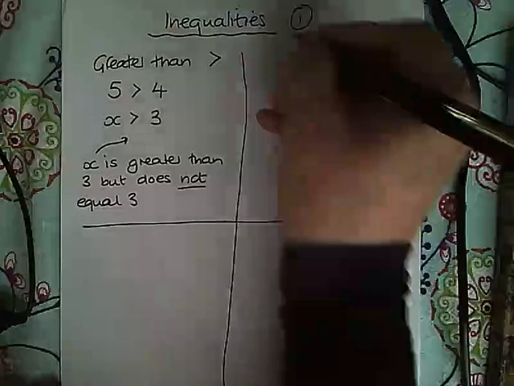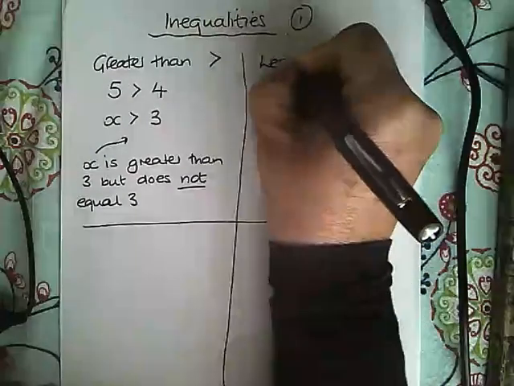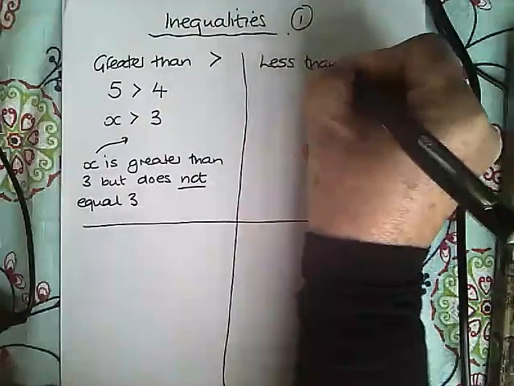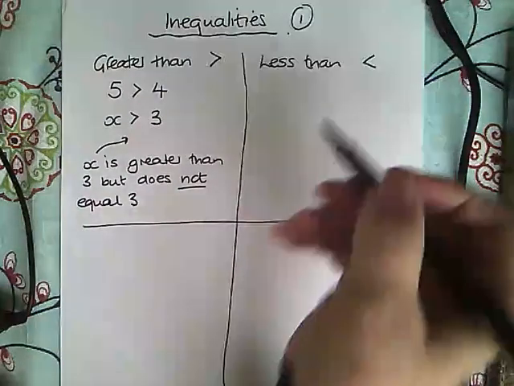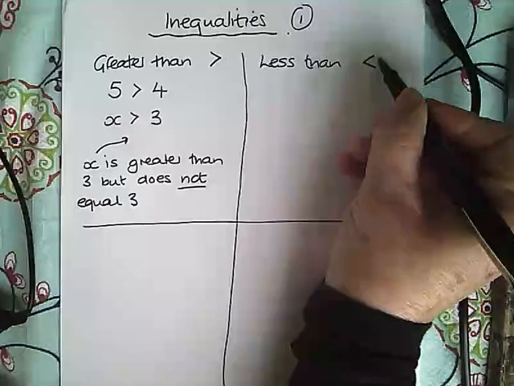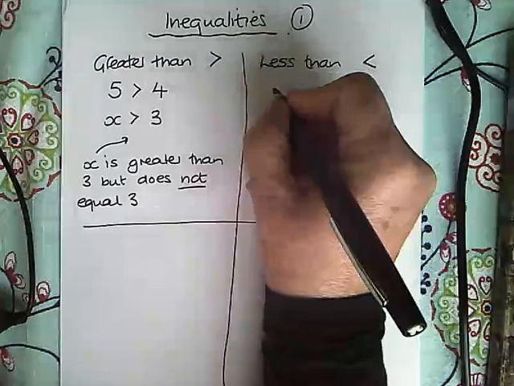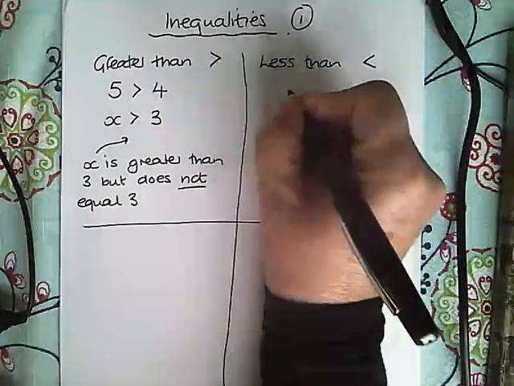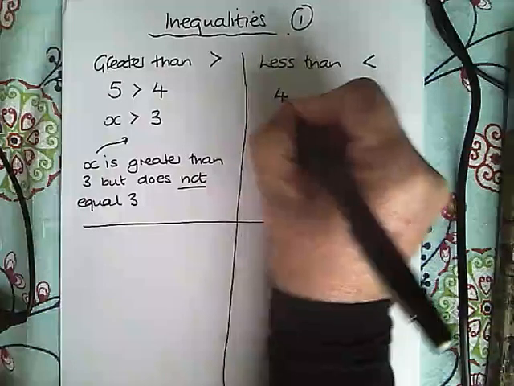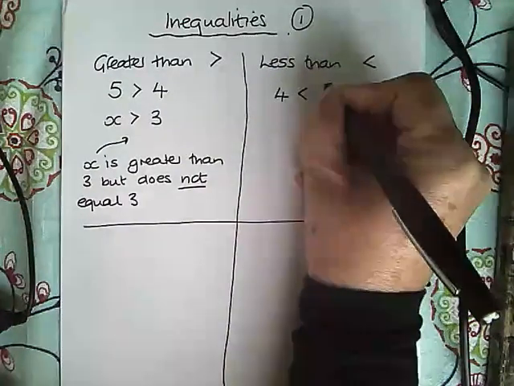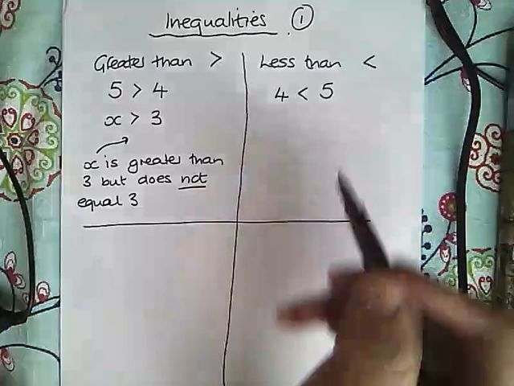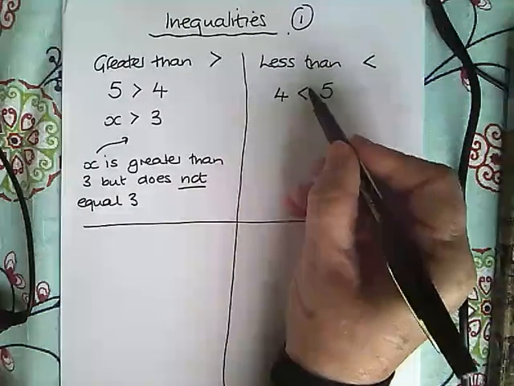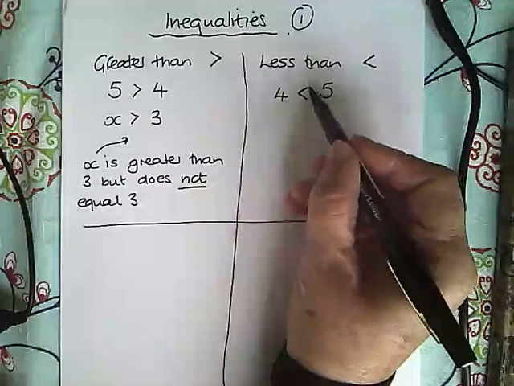The second sign is the less than sign. And that points the other way. And this time, the largest number is on the right here. So we could write, using the numbers 5 and 4, 4 is less than 5. And it is always the rule with these signs that the largest number is at the opening of the jaws, and this is just pointing the other way.